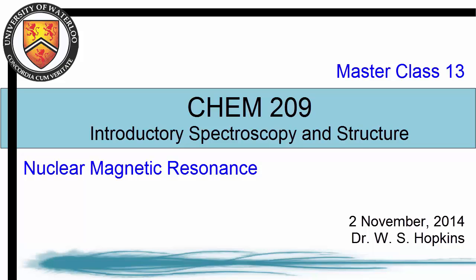Welcome to the Chemistry 209 Masterclass series. This series of lectures is intended to highlight the key concepts of introductory spectroscopy and structure. This lecture, Masterclass 13, discusses the basis of nuclear magnetic resonance spectroscopy.